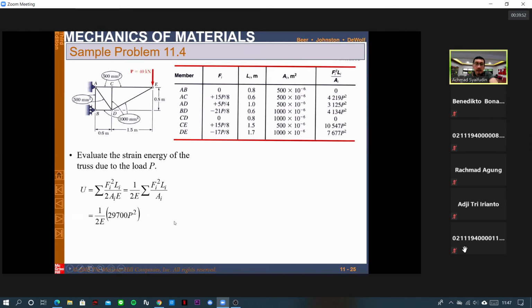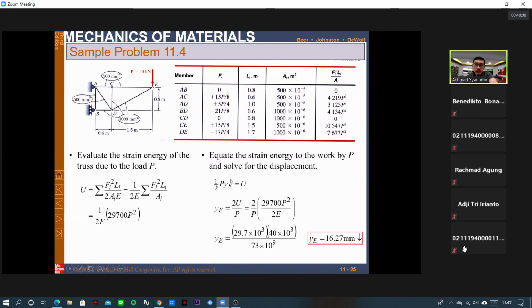This formulation will equal to the formulation under one concentrated load at point E. And then finally you can get the vertical deflection. How about if it is not vertical but horizontal deflection? How about if the question is about horizontal deflection? Can you get it?